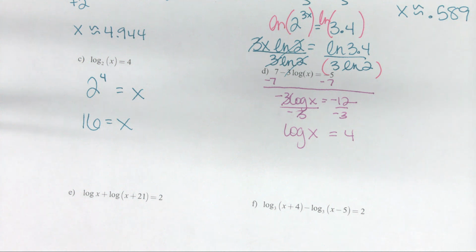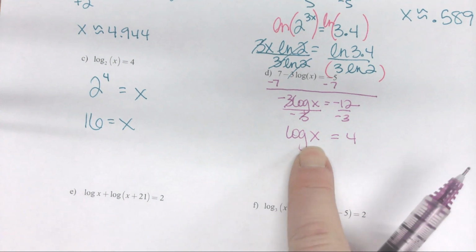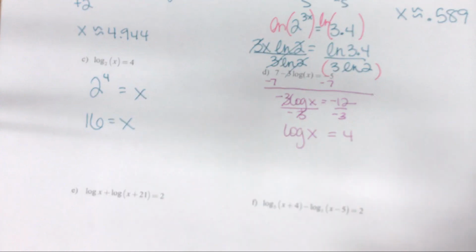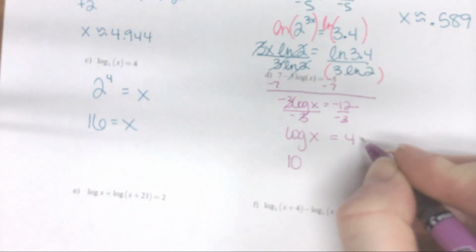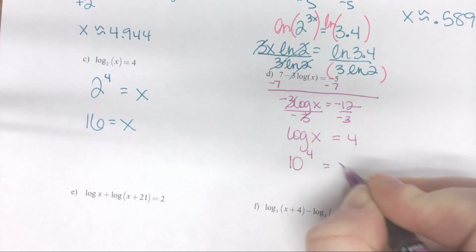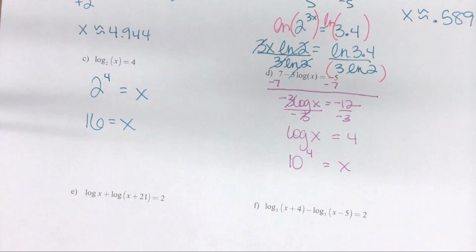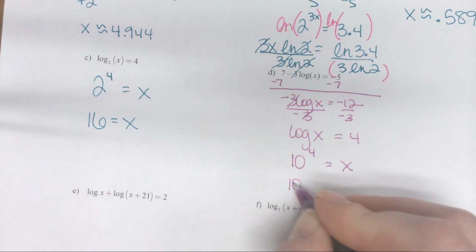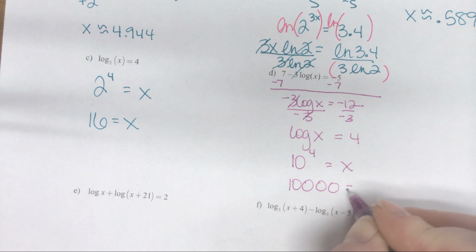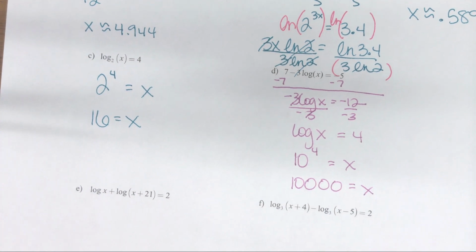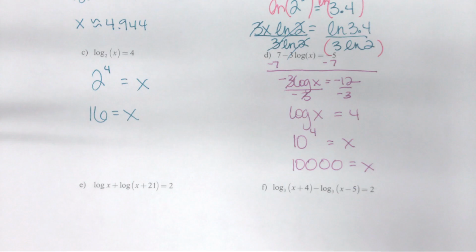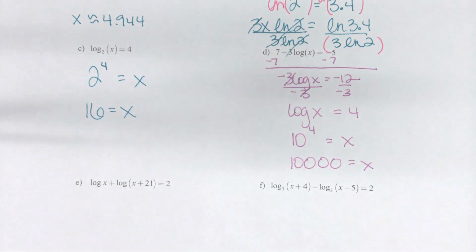So what's the base of this log? 10. If it's not written here, it's 10. If it was ln, it would be e. On the other side, we have 4. So 10 to the 4th is equal to x. And you could expand that. Okay? So that is how we get rid of, if you will, a log.